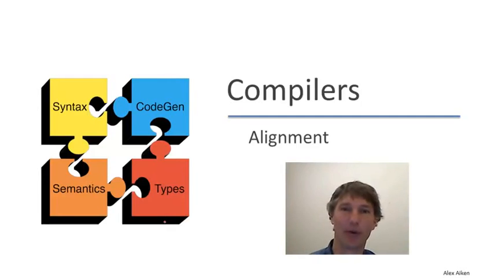In this brief video, we're going to talk about alignment, a very low-level but very important detail of machine architecture that every compiler writer needs to be aware of.